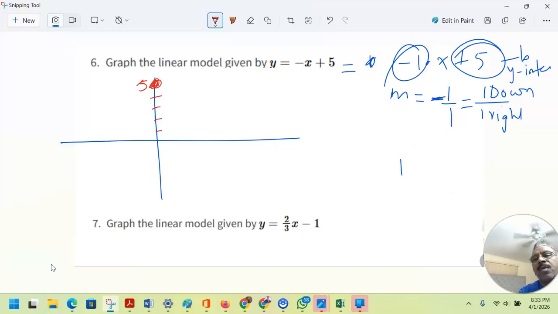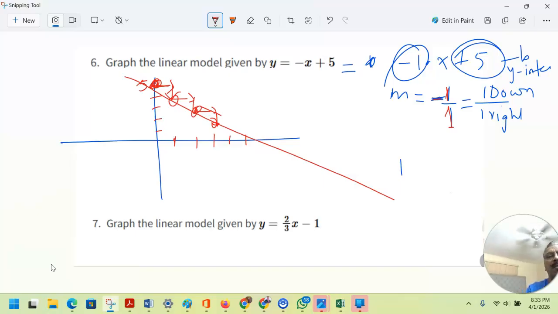And you go 1 right. So from here, I go 1 right. This is that 1. And then you go 1 down. Like this. You go 1 down like this. Again, you go 1 right, 1 down, 1 right, 1 down. And you get this point like this. And then you draw the line. I hope I'm making sense.